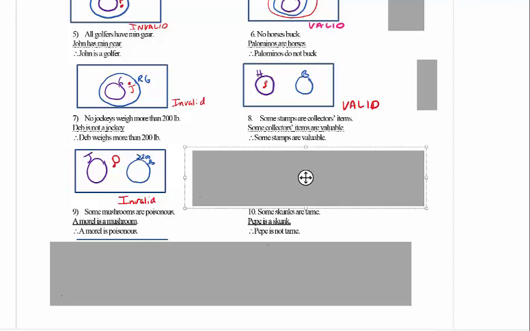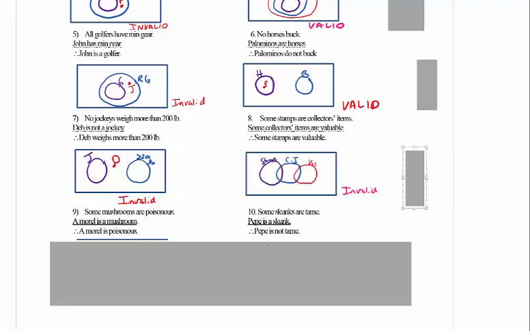Going to number 8, some stamps are collector's items. Some collector items are valuable. Lots of sums here. Remember, some means they have to overlap. So stamps and collector items have to overlap. Collector items and valuables have to overlap. But I can draw it in such a way that the stamps and valuable do not overlap.